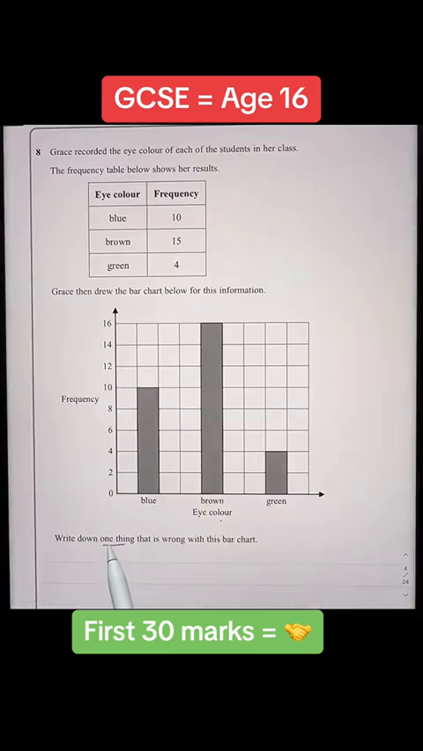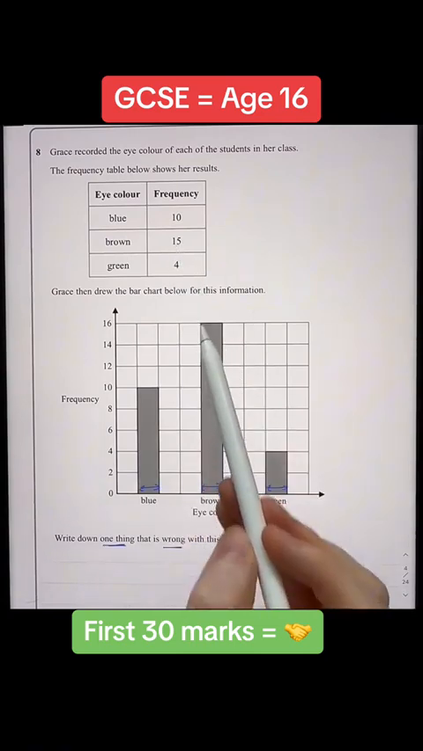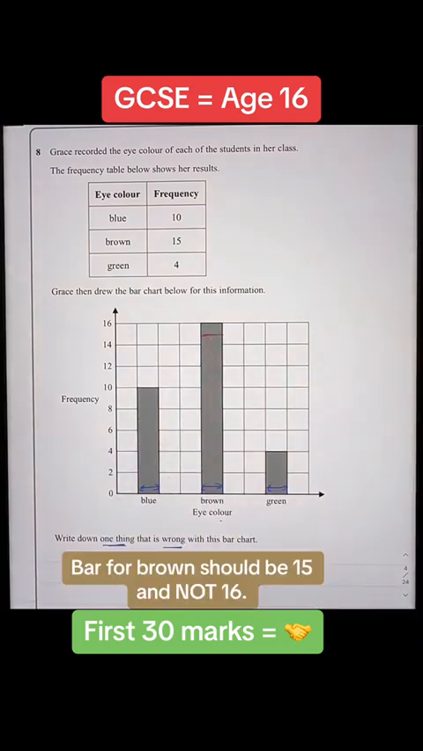Write down one thing that is wrong with the bar chart. The second bar for brown should go up to 15. Well, here it doesn't. It goes up to 16. The bar for brown should have been drawn at 15 and not 16.